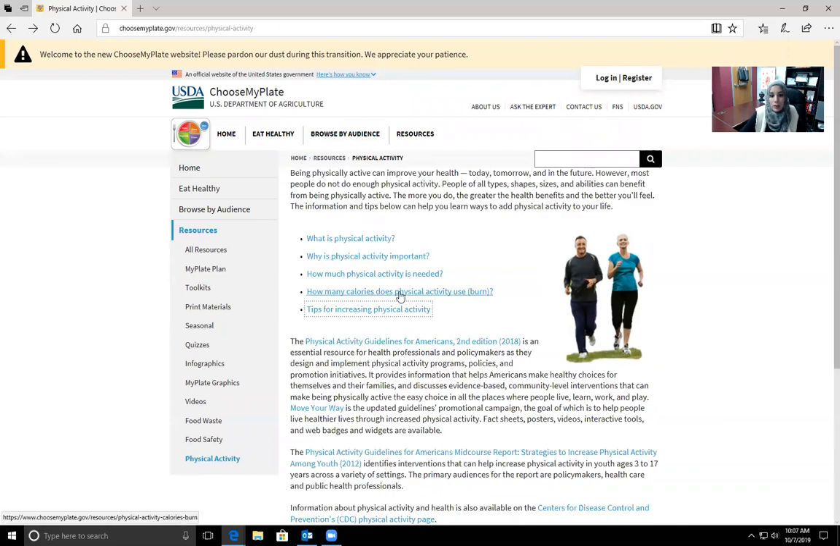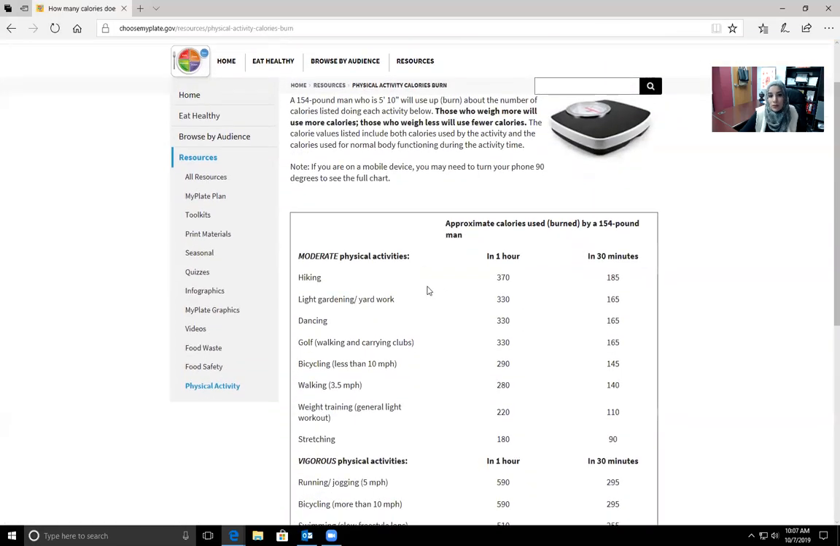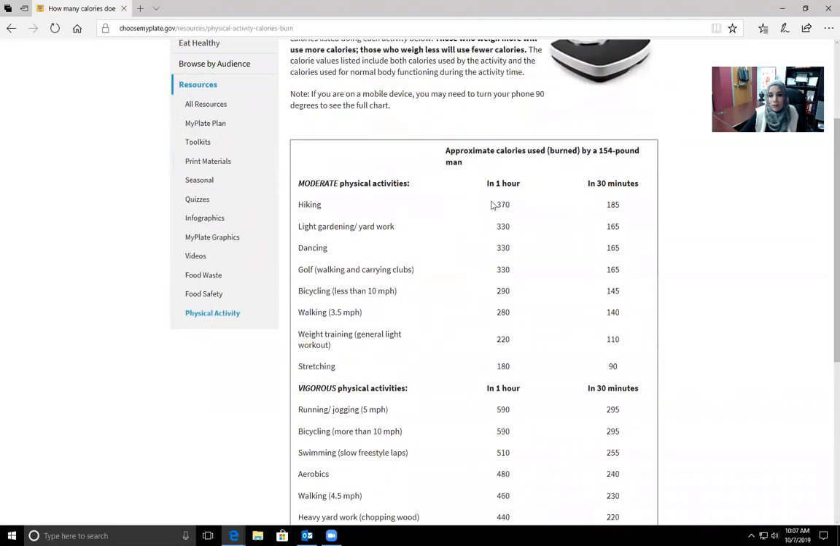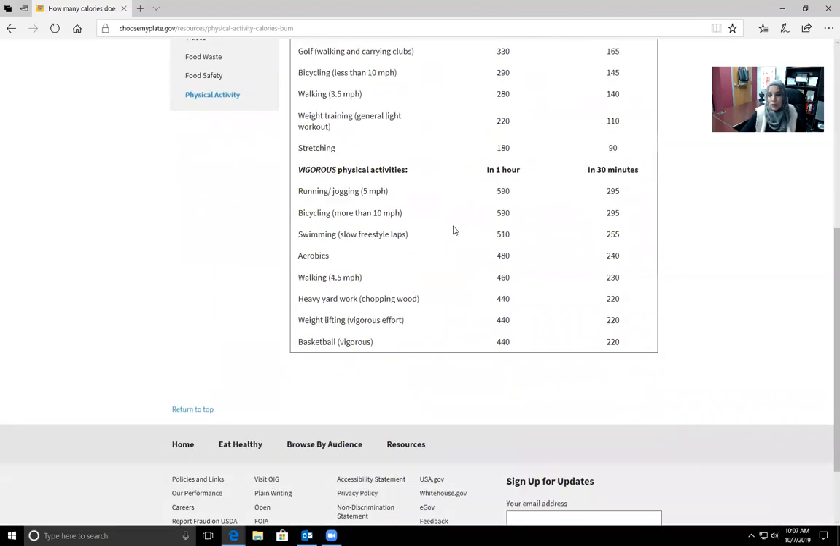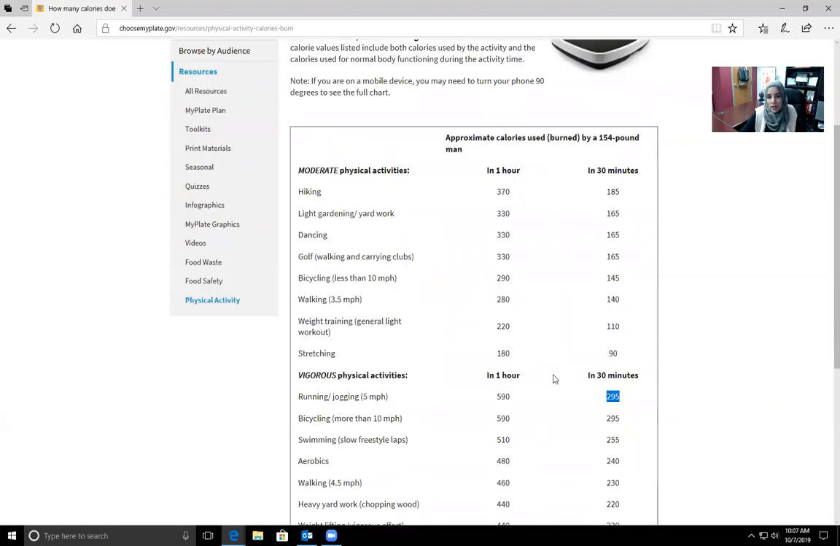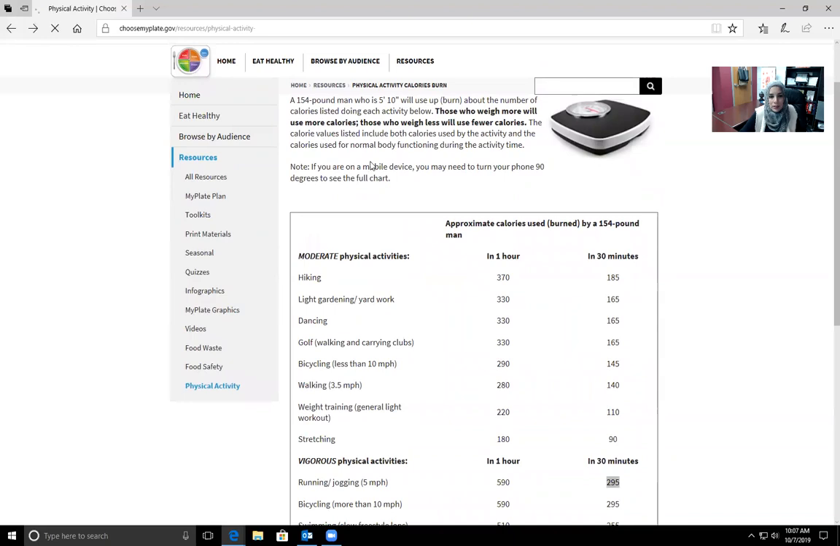Also, I'll go back: how many calories does physical activity burn? This is looking at moderate activity. If you are hiking for an hour, you can burn around 370 calories. If you do half of that time, you'll burn half the calories. And this is in regards to moderate activity. If it's vigorous, if you're doing an hour of vigorous activity, it's almost going to be double the amount of calories, and that kind of makes sense. Half of that time will be half as well. So it's giving the different activities here as well.